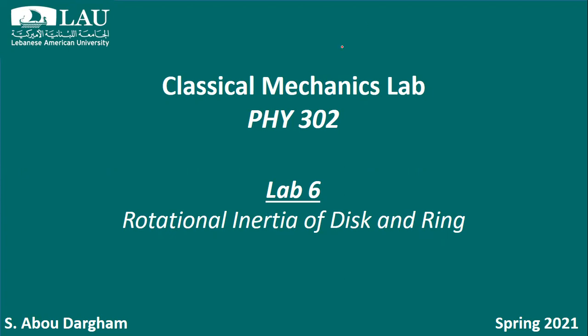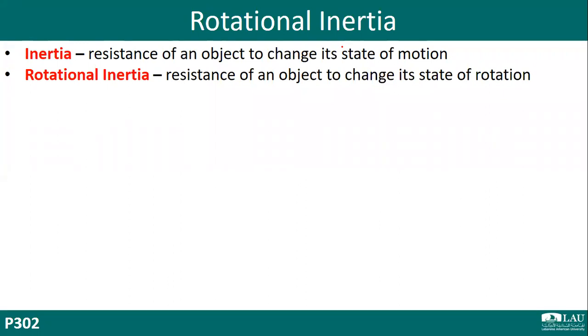Now, before talking about the experimental procedure, let's have a briefing, an introduction to the physics behind this lab. An introduction to rotational inertia. As we all know, inertia is defined as the resistance of an object to change its state of motion. So it depends on the mass. The bigger the mass, the bigger the inertia.